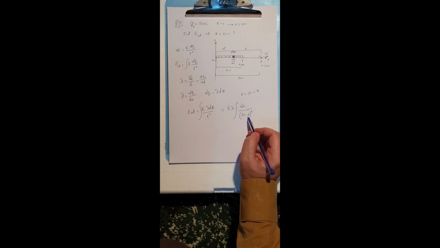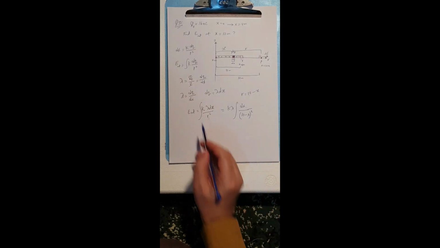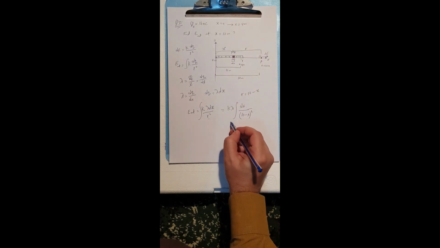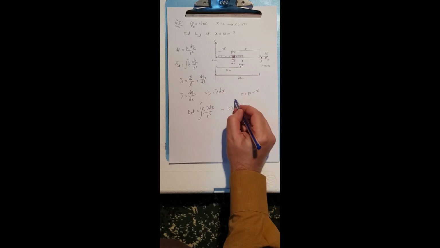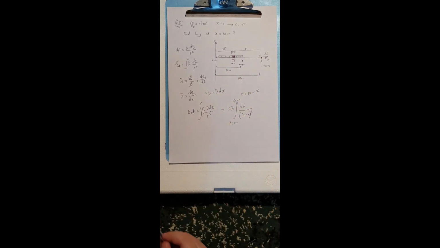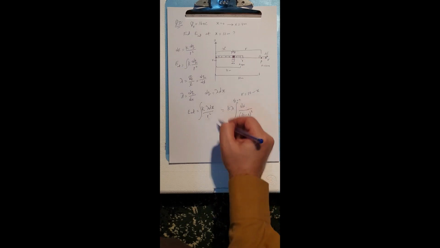Where is the starting charge? At what point? It starts at x equals 0 in this question, so x initial is 0. Where it finishes, the charge finishes at 4, so x final is 4. So this is my integration.